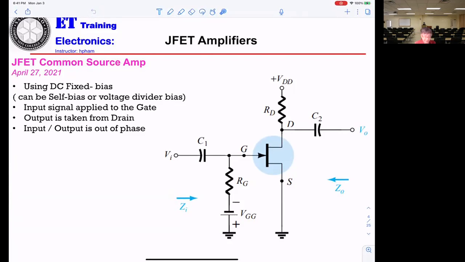And this is the input impedance. That means your source is right here, input here, when you're looking into the amplifier. That's what we're talking about, input impedance. And this is the output impedance, when you're looking from the output into the amplifier.